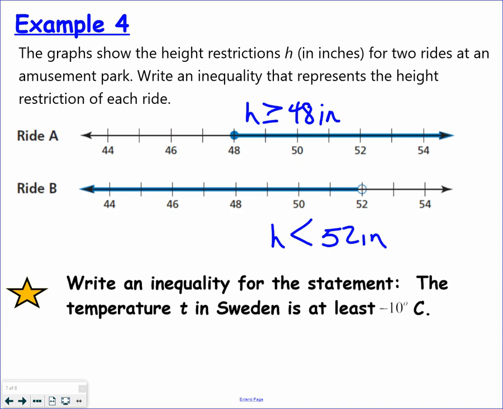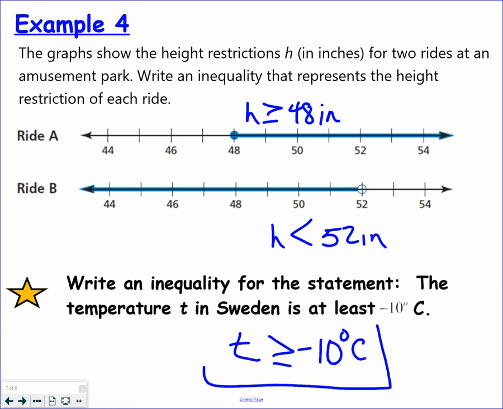Now writing an inequality for the statement: the temperature T in Sweden is at least negative 10 degrees. All right, hopefully you hit pause. That's what I meant for you to do during that time. So T must be at least, so that's greater than or equal to, because remember, at least means it has to be bigger than that, negative 10 degrees Celsius.